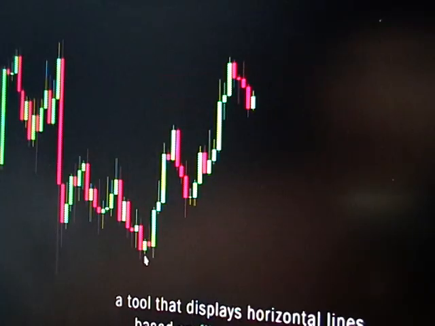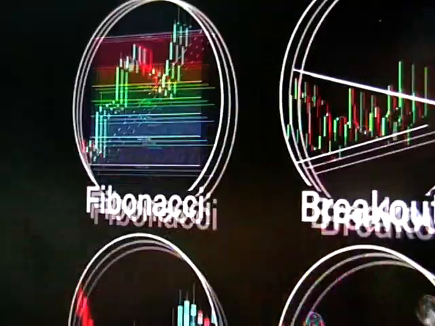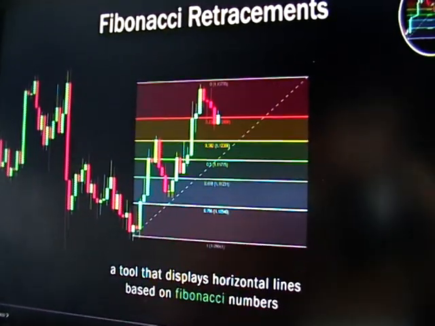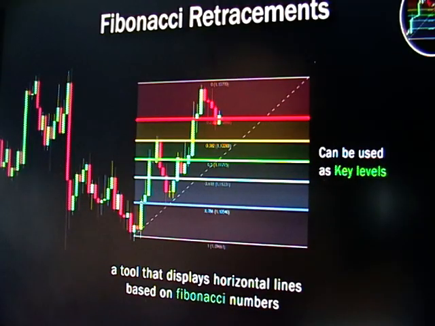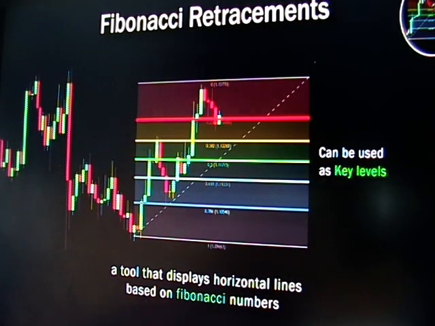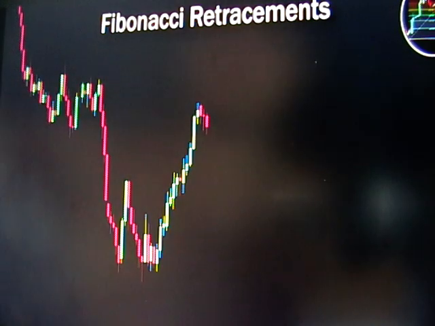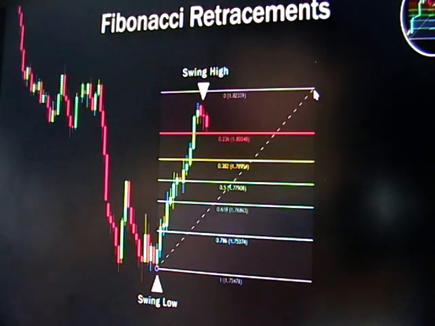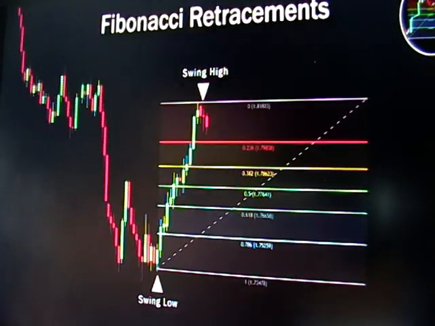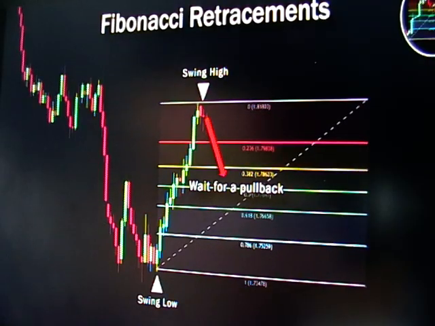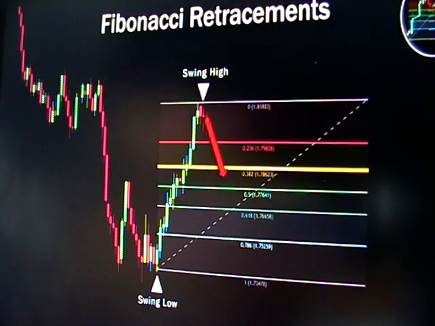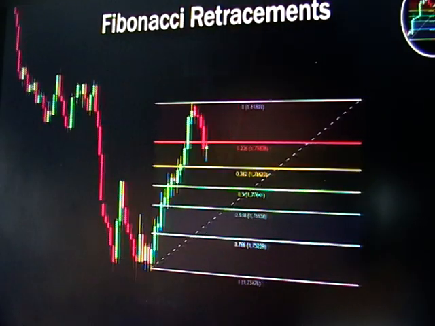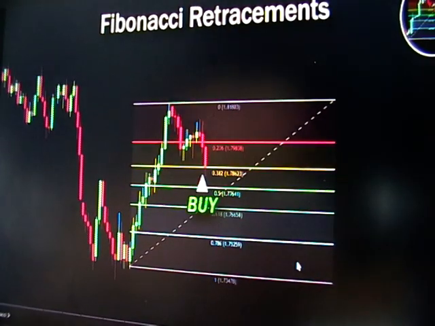First, we're going to be watching this. It is a tool that displays horizontal Fibonacci retracements. It is a tool that displays horizontal lines based on the Fibonacci numbers. These lines can then be used as key support and resistance levels. To use the Fibonacci retracement tool, you first start by identifying a swing low and a swing high on a chart. Then, drag the tool from the swing low to the swing high. Next, wait for the price to make a pullback to one of these levels, ideally the 0.382 Fibonacci level, because that's the most common level where price tends to reverse from. So if price touches that level, that could be a good buy entry.